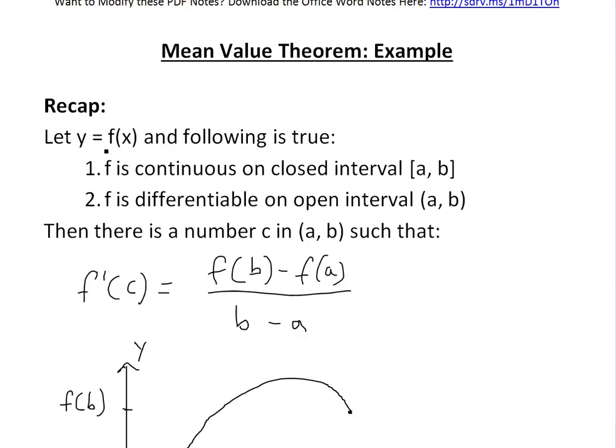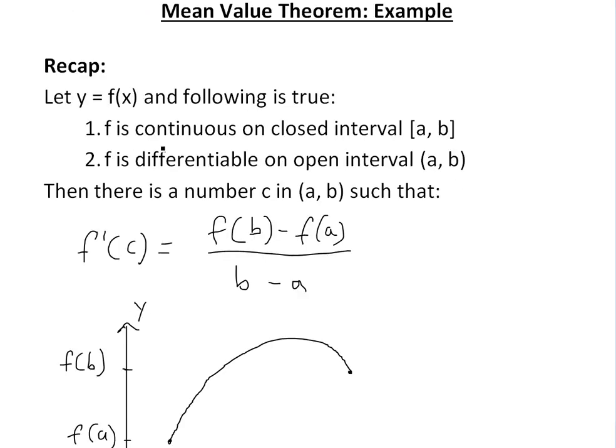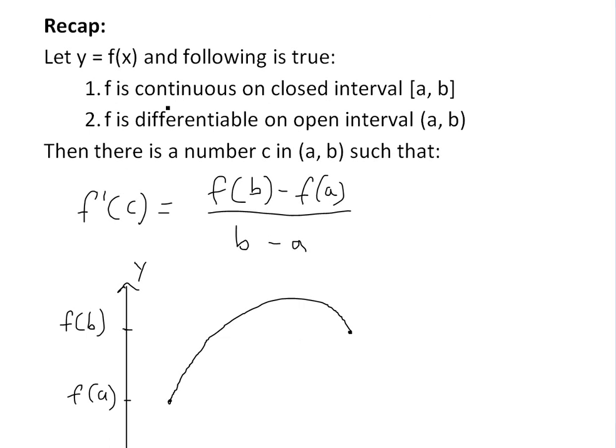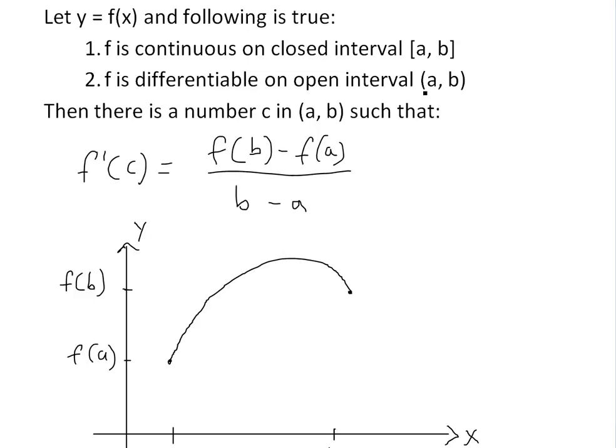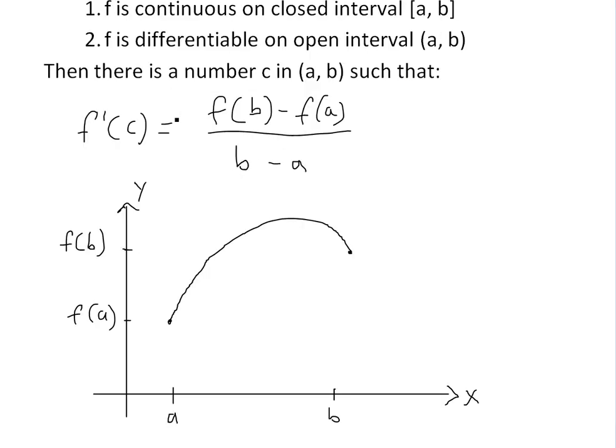Basically, it states if you have y equals f of x and the following is true, f is continuous on the closed interval a and b. Closed just means that at a and b the f of x exists, and f is differentiable on the open interval a and b. This just means the f of it has to exist at a and b, but the derivative does not have to exist at these points. Then there is a number c in this open interval a and b such that f prime of c is equal to f of b minus f of a all divided by b minus a.